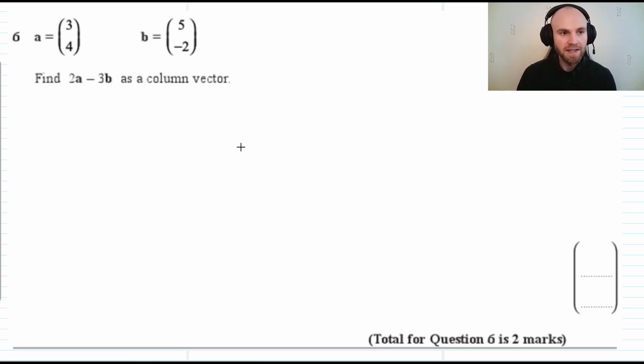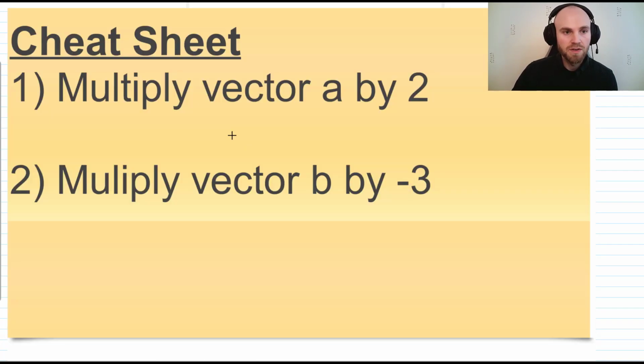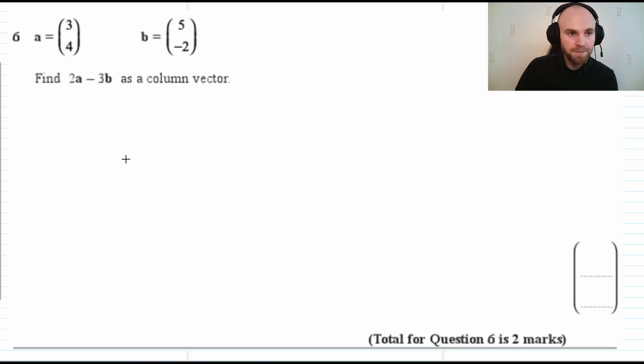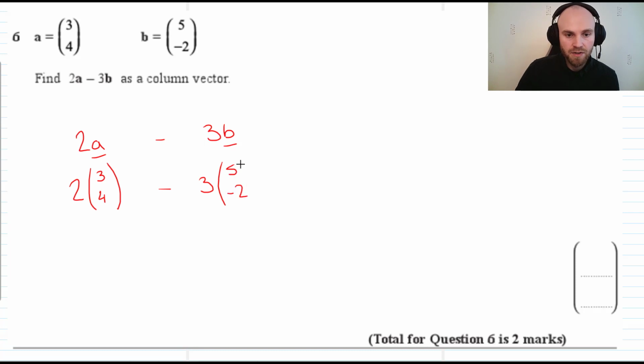So question 6, we have the vector A, which is (3, 4). The vector B, which is (5, minus 2). Find 2A minus 3B as a column vector. So if we go to the cheat sheet, we want to multiply vector A by 2, and we want to multiply vector B by minus 3. So for 2A, it's going to be 2 multiplied by (3, 4), minus this 3B. So that's going to be minus 3, and we have (5, minus 2) for this vector.